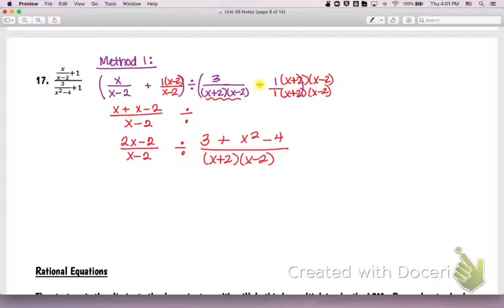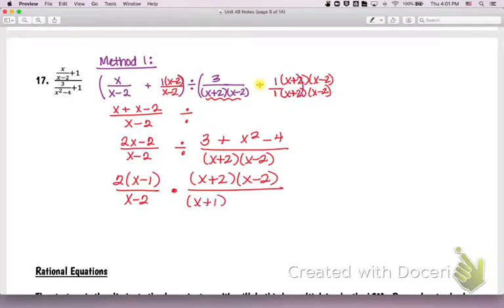This is going to be where we keep change flip. So I see on this first one, 2x minus 2, that I can factor out a 2. X minus 2. And then I'm going to say times x plus 2, x minus 2. We're flipping this fraction now. The top of this is going to become x squared minus 1. So that's x plus 1, x minus 1.